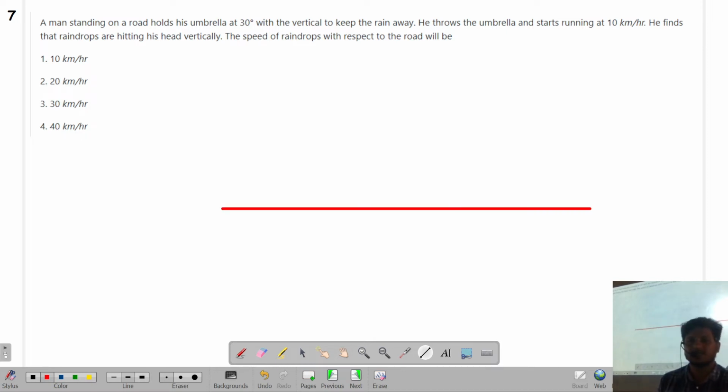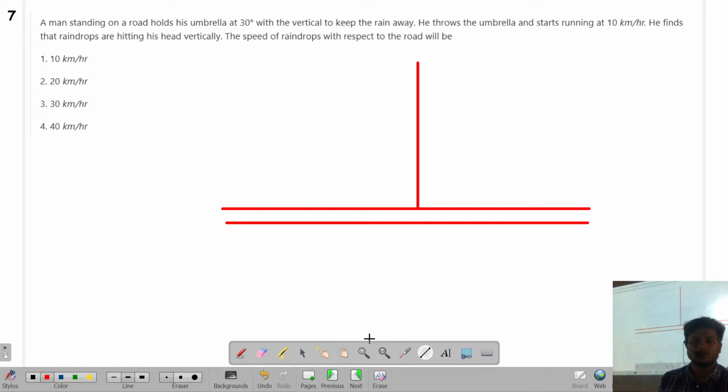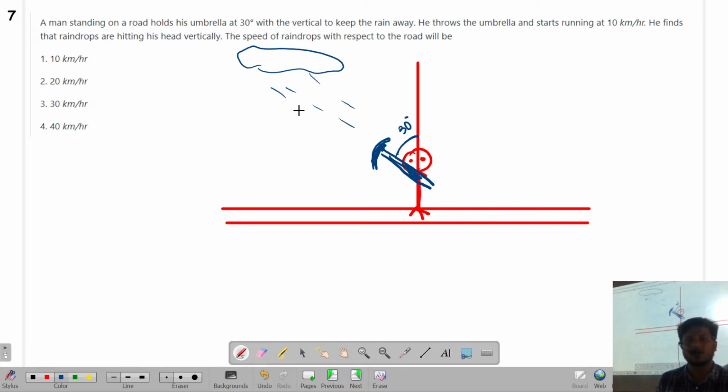So let's suppose consider this as ground, this as my vertical. Here is my man, holding his umbrella. At what angle with the vertical? 30 degree. And rain is falling this way. Got it or not? This is the original velocity of rain, or not? The original velocity of rain is along the original direction.